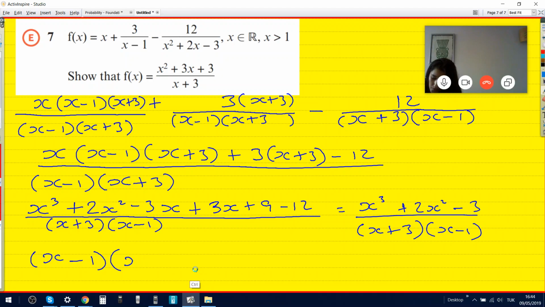3, 1, 2. Yeah, x equals 1. And so one of the brackets is x minus 1. So then it's x squared. Okay, whatever. Yeah, so the second bracket will be x squared.